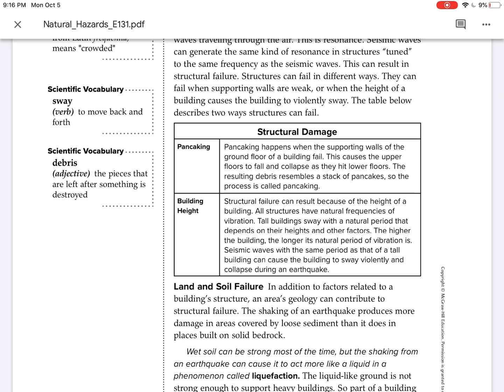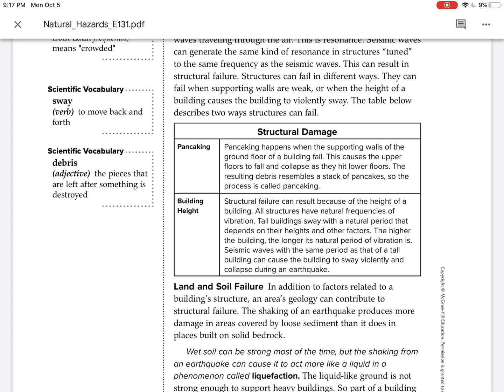Structural damage. The first one is pancaking. Pancaking happens when the supporting walls of the ground floor of a building fail. This causes the upper floors to fall and collapse as they hit lower floors. The resulting debris resembles a stack of pancakes, so the process is called pancaking.